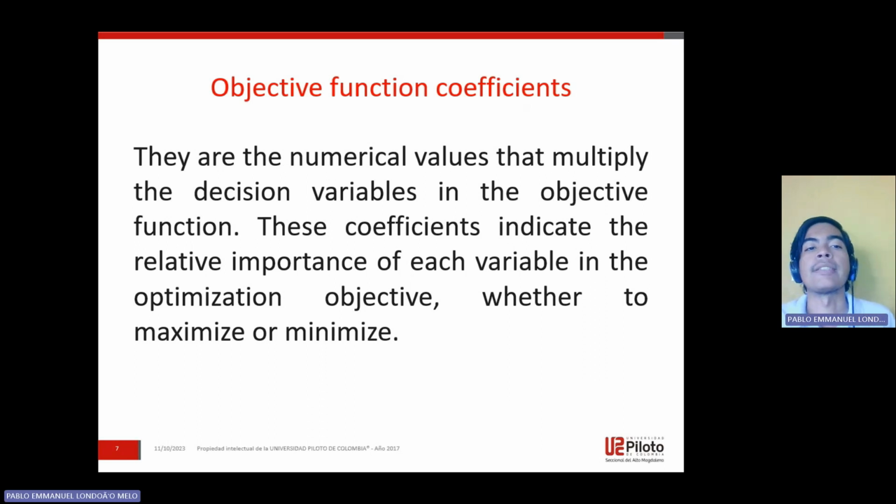Objective function coefficients. They're the numerical values that multiply the decision variables in the objective function. These coefficients indicate the relative importance of each variable in the optimization objective, whether to maximize or minimize.